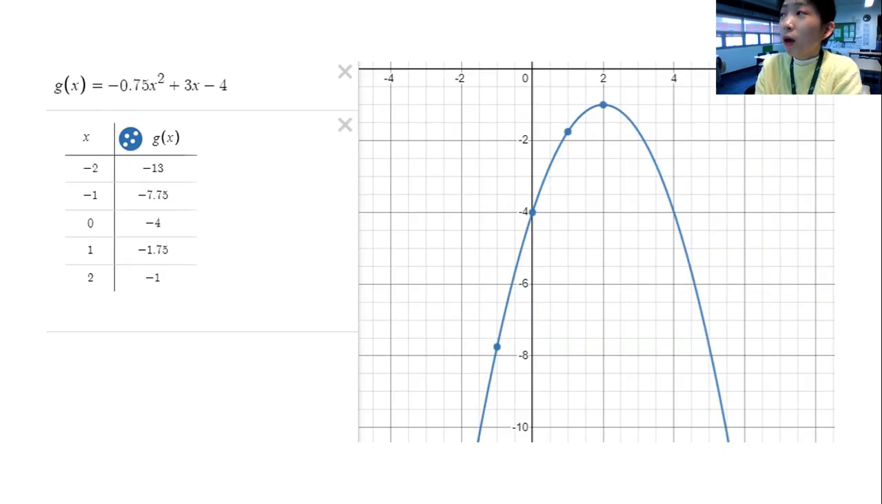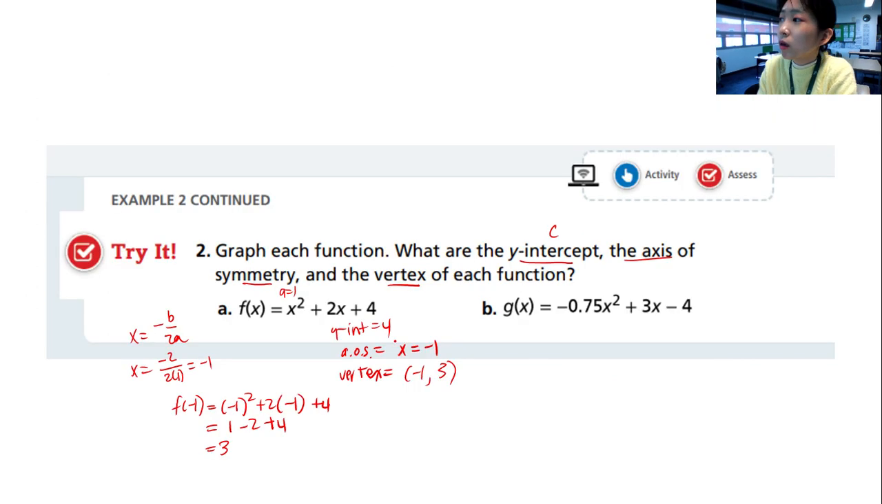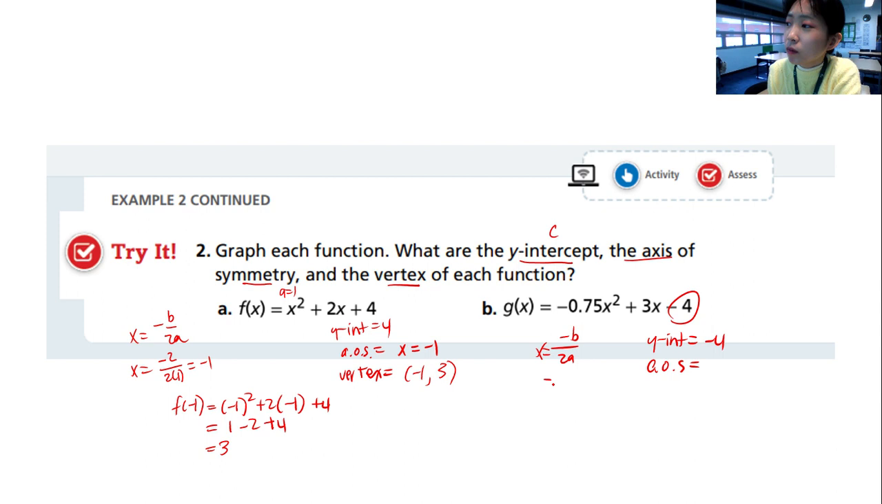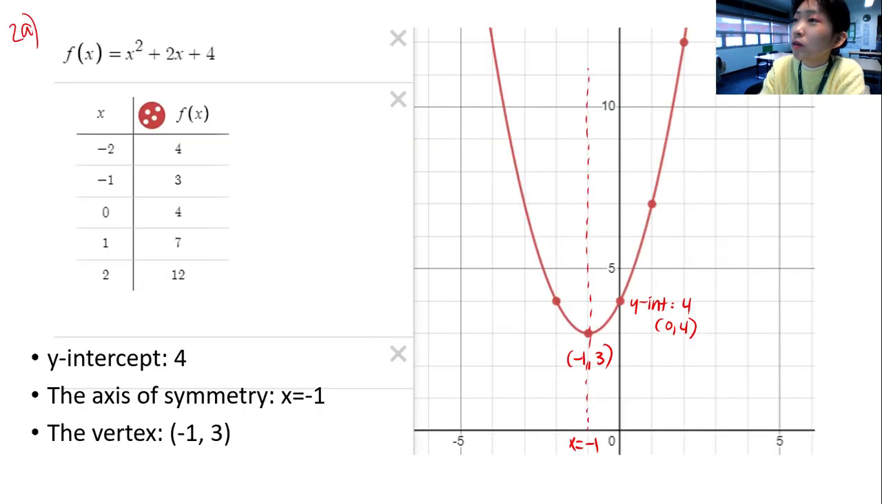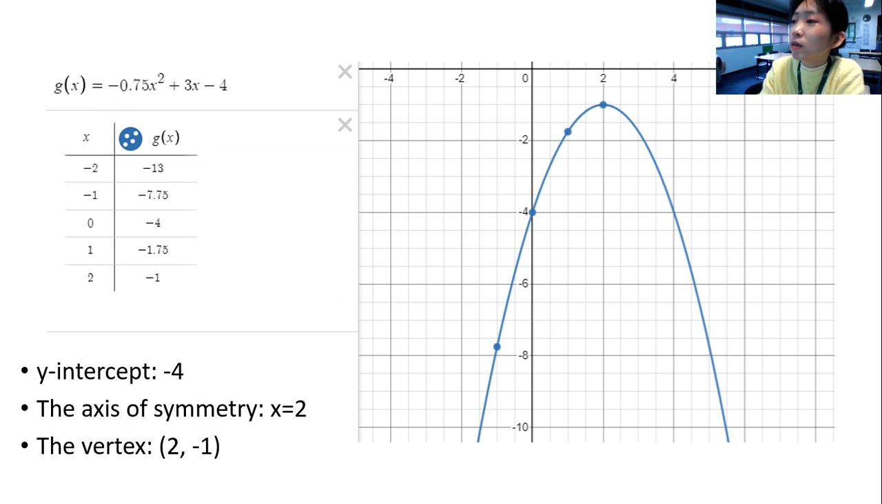Alright. And then part B, your y-intercept should be C. So y-intercept is -4. And then axis of symmetry is -b over 2a, where b is 3 and a is -0.75. And so you have 3 over 1.5, right? Yeah, and that is equal to 2.